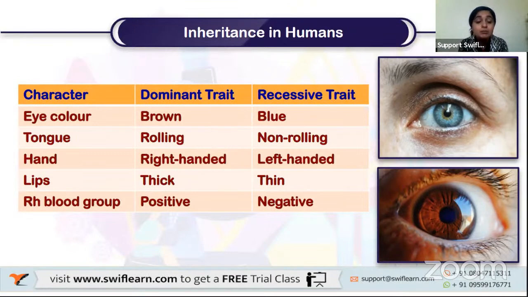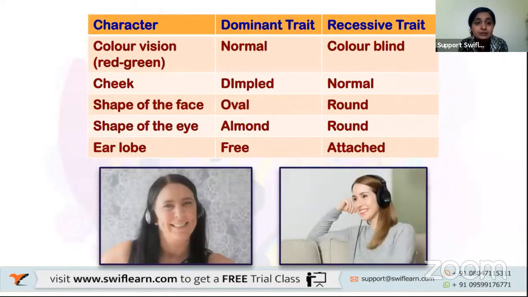The same goes with the blood group. The Rh positive blood group is more common and more dominant in nature. On the other hand, recessive is the negative blood group. Moving further, there are some more characteristics like color vision, green or red. It's usually normal, which is more dominant. Color blindness is very rare, that is recessive.